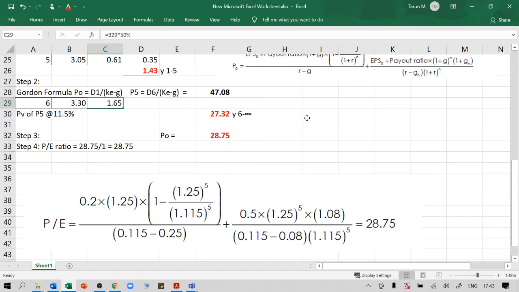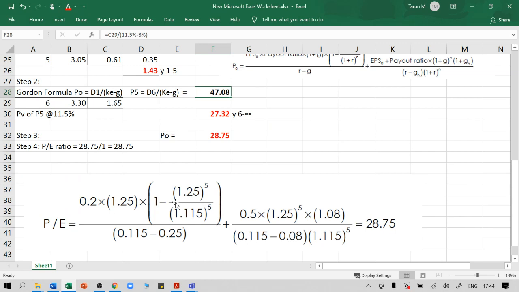Let's do it. So I type 1.25. 1.25 raised to the power 5 will give me 3.05. Okay. 3.05 into 1.08. This is 3.29589 into 0.5, that is the payout ratio, 1.6479. If you solve the numerator, you'll get 1.6479. That is nothing but this 1.65, which I have used to calculate this 47.08, the fifth year's value. So if you look at this part of the formula carefully, it is first calculating the value at the end of the fifth year using the Gordon's model, and then it is calculating the present value of that particular value, right?